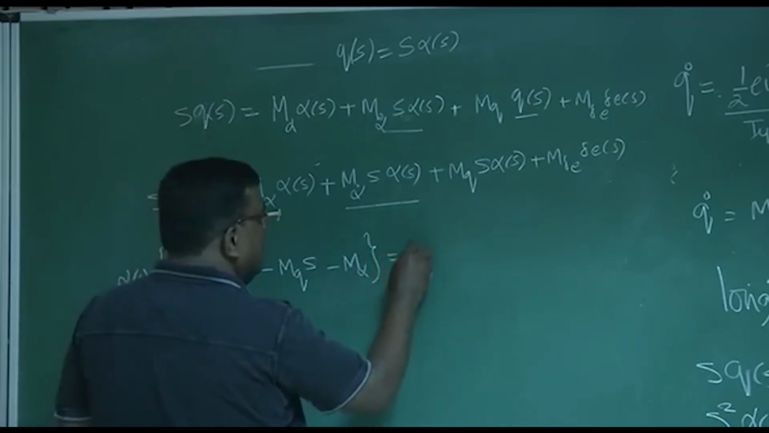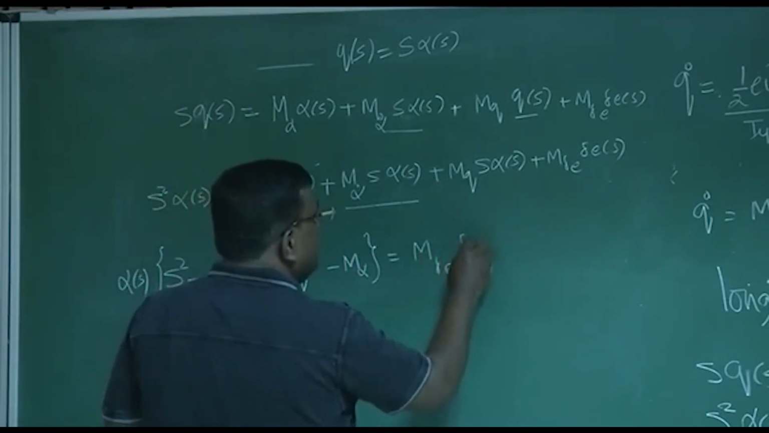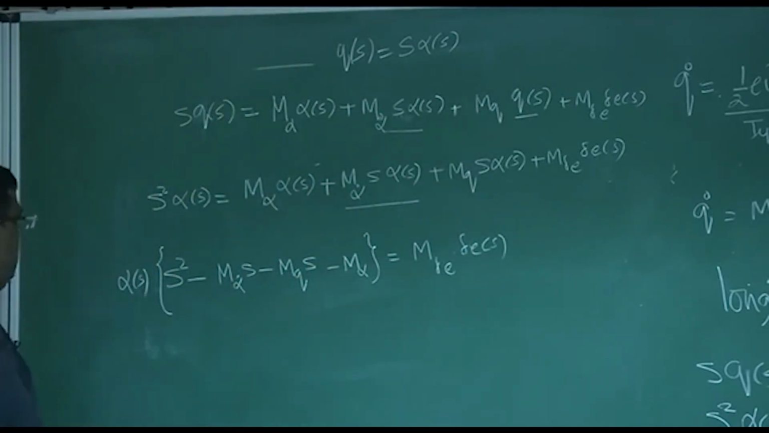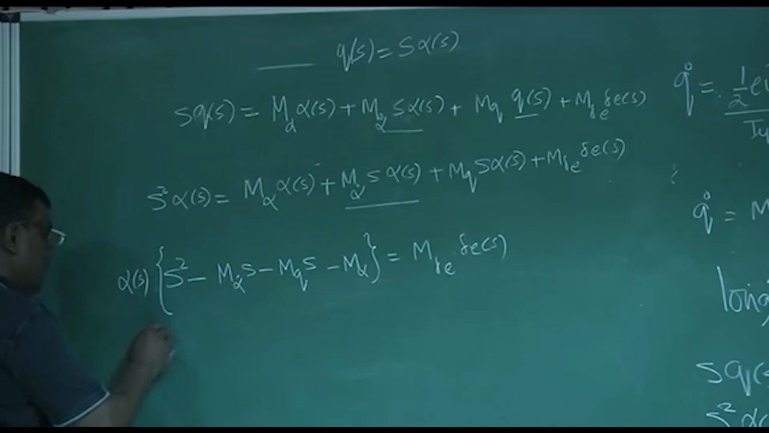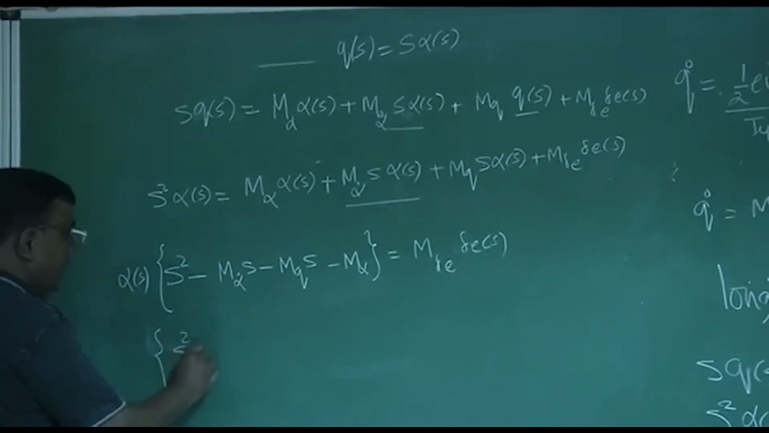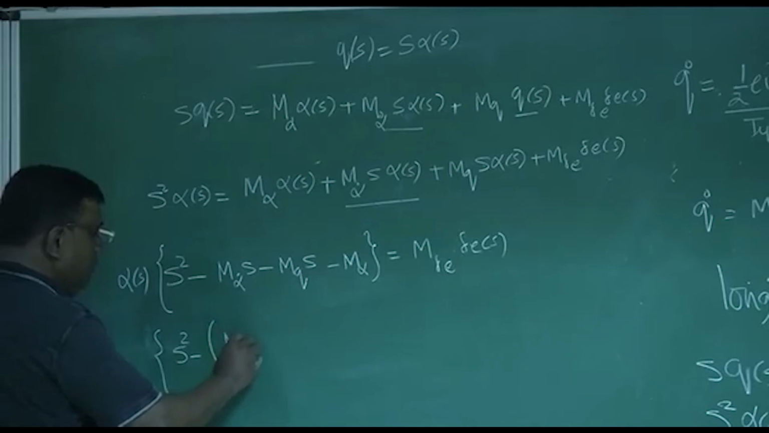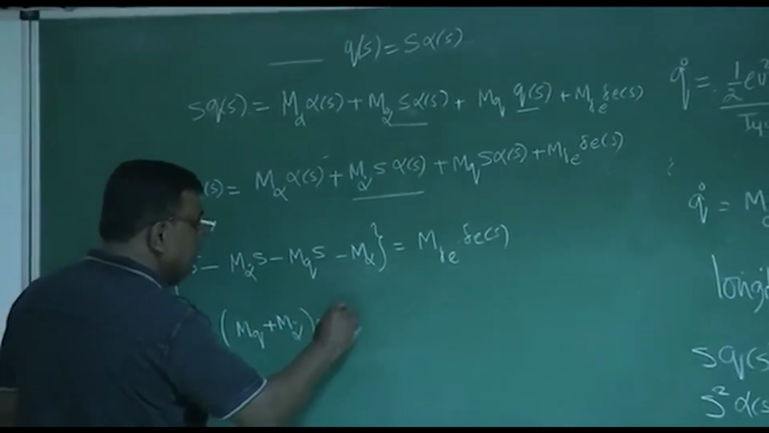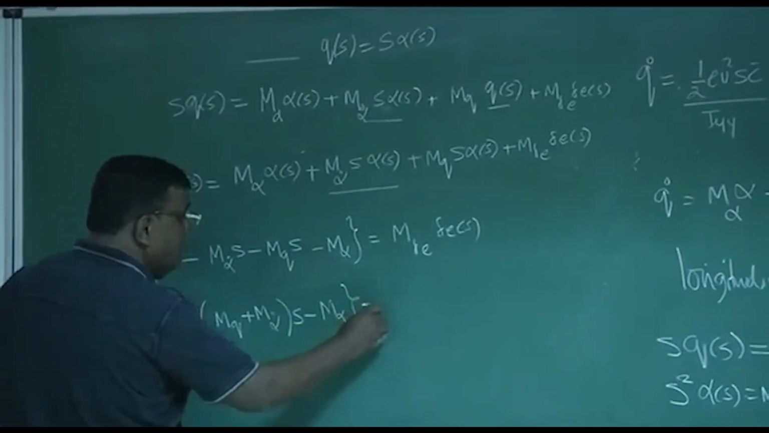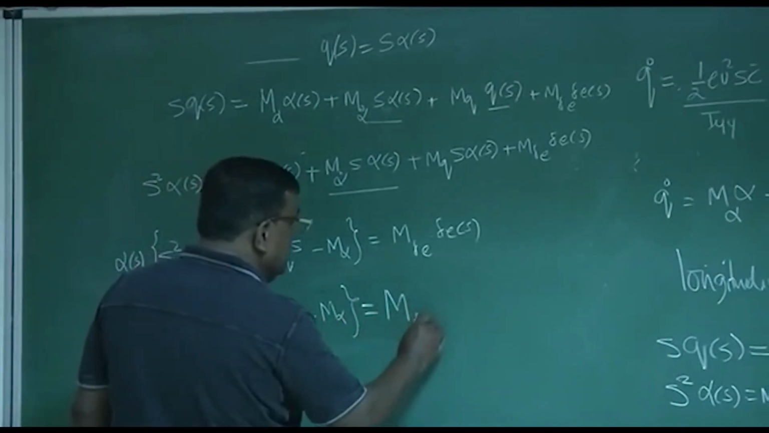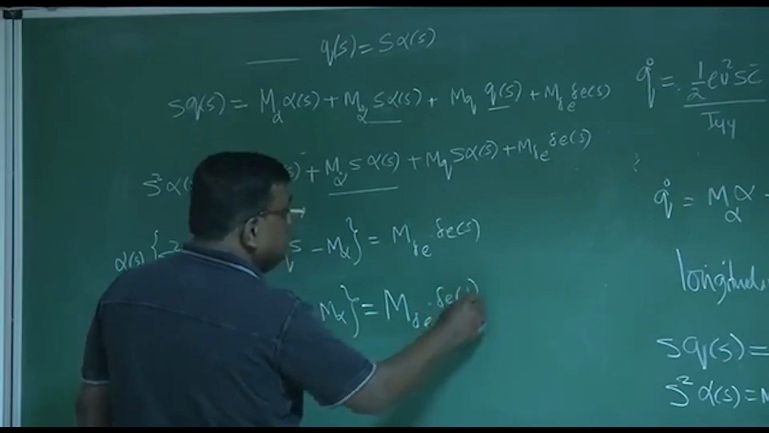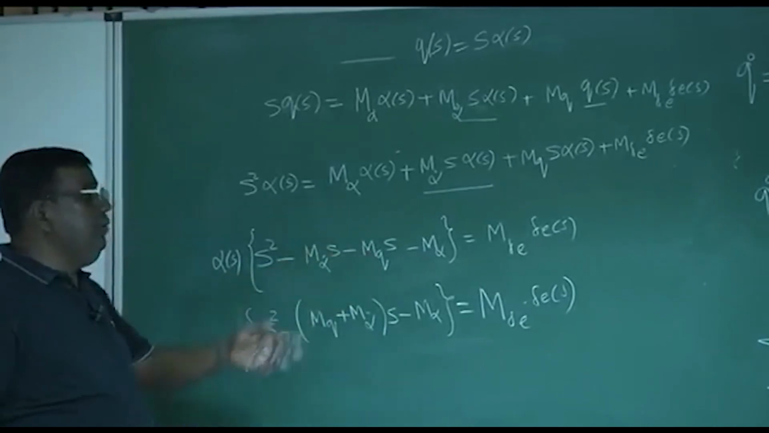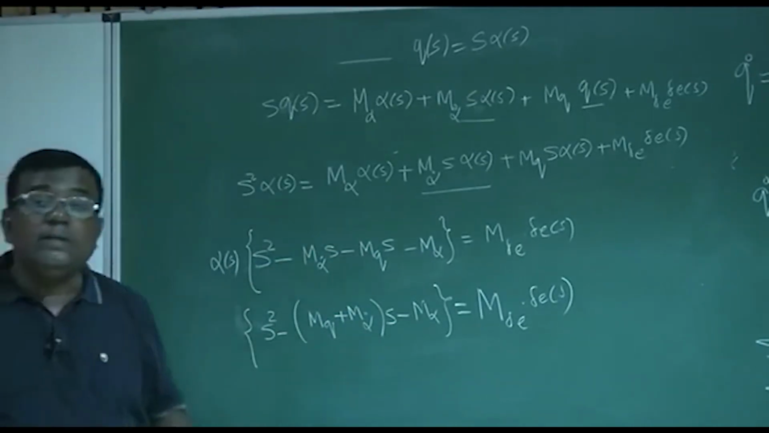This equal to M delta E into delta E of S, right? Let me write it a little differently now. So I write it as S square minus MQ plus M alpha dot S minus M alpha, equal to M delta E into delta E of S. Let us not forget again, what are these M alpha dot, MQ, M alpha, M delta E? They are basically dimensional derivatives.